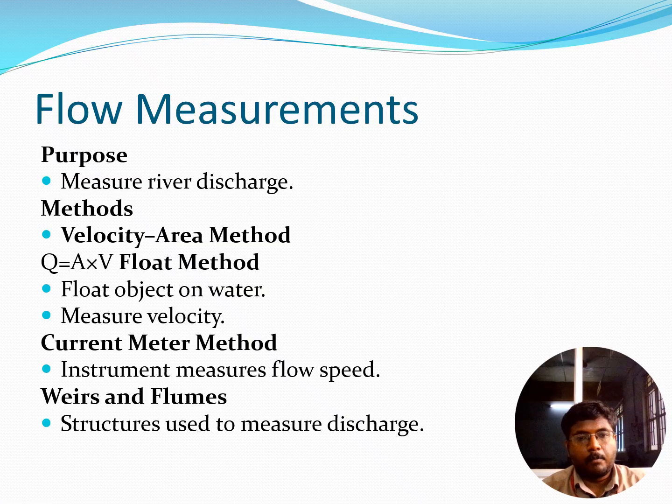Next, we see about flow measurement. Flow measurement is the process of calculating how much liquid moves through a pipe or channel. The main purpose of this measurement is to measure the river discharge. There are two different types of methods: the velocity-area method and the flow method. In the velocity-area method, we can directly estimate the flow by using Q = AV, where Q is the discharge, A is the cross-sectional area, and V is the velocity.